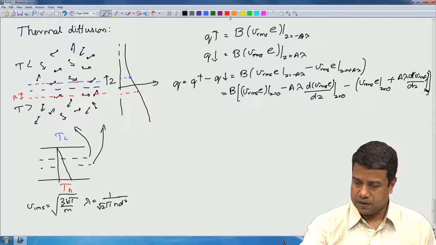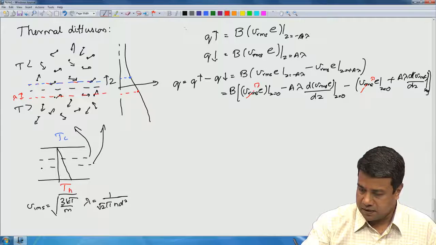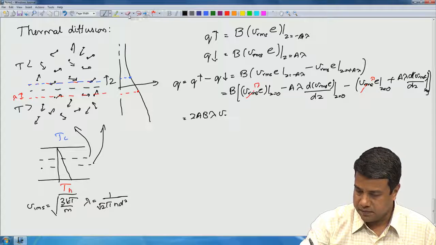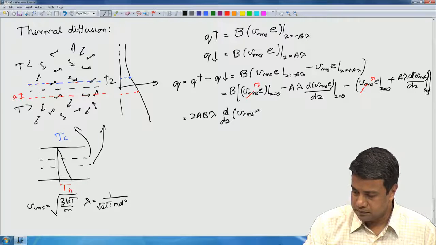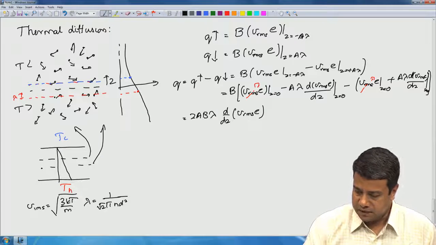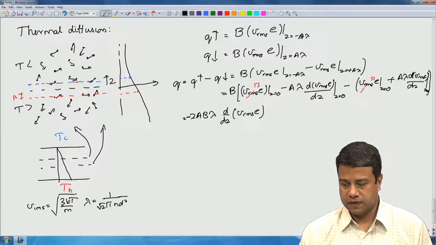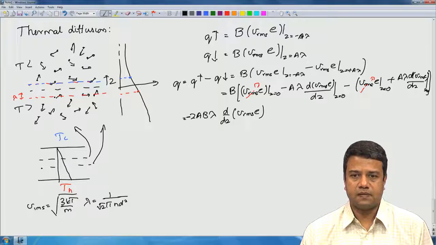And once again the values at Z is equal to 0 will cancel out, and the net result that I will get is that Q is equal to 2 A B lambda Vrms dE/dz with a negative sign. Now, in order to relate this to Fourier's law of heat conduction, I have to express the root mean square fluctuating velocity as well as the thermal energy in terms of the temperature.